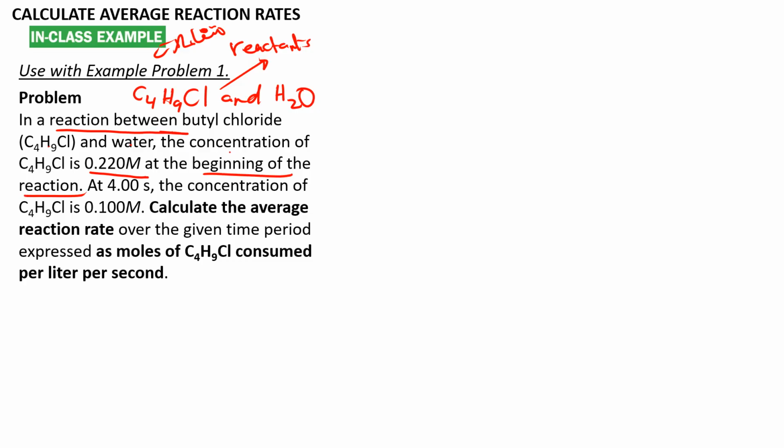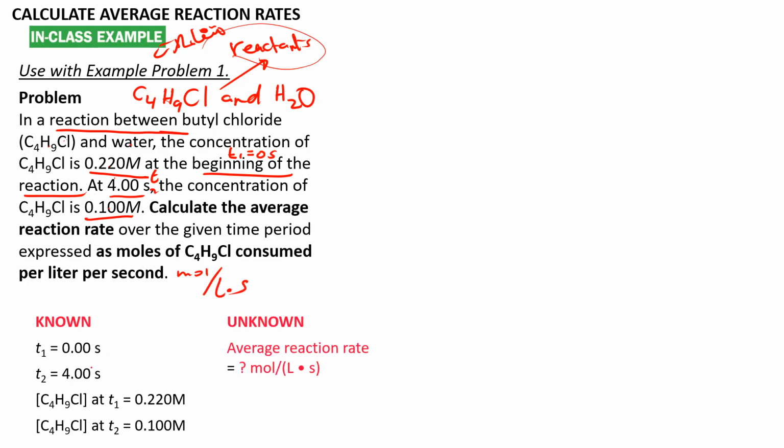Okay guys? The concentration of C4H9Cl is 0.22 molar at the beginning of the reaction. So when you see the beginning of reaction, it means T1 equals 0 seconds, because this is the beginning, before anything. At 4 seconds, this is time 2, the concentration of C4H9Cl is 0.1. يعني الكونسنتريشن نقص، يعني هذا متفاعل، حتى لو ما عرفناها من البداية، ما دام انه نقص فالمفروض يكون متفاعل. Calculate the average rate over the time period expressed as mole consumed per liter per second، اللي هي mole over liter times second.